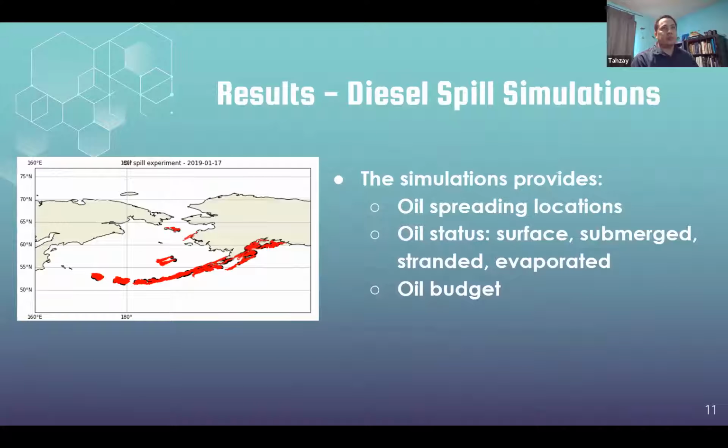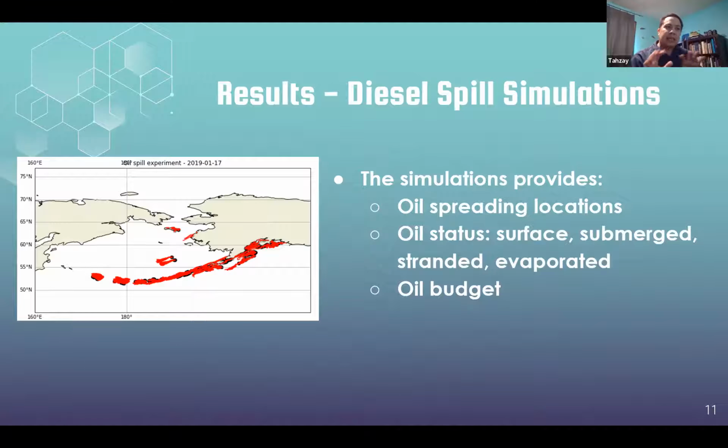And that ended up producing information that, if we made it into an image, would look something like this, where it's messy and all over the place, but it provided all of the oil spreading locations and the rest of the oil budget associated with whether the oil was on the surface, submerged, stranded, evaporated, etc.